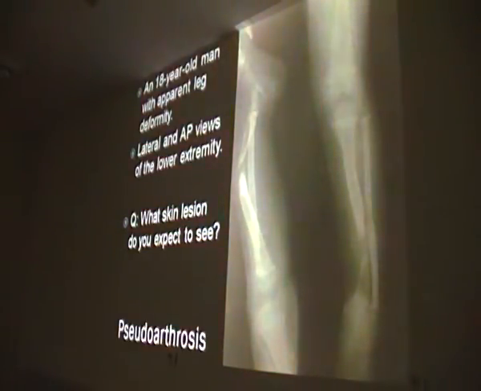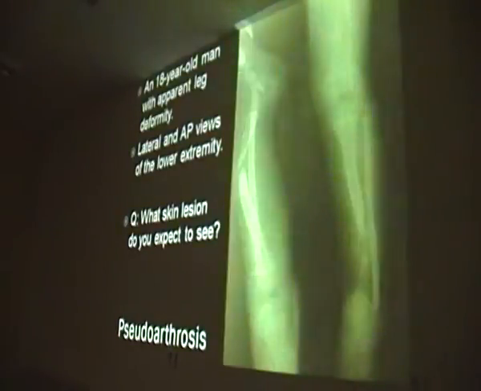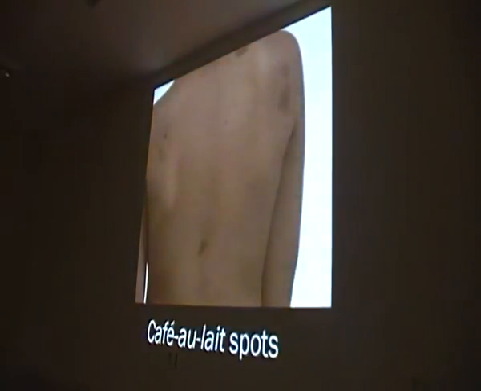So here you can see a false joint. Pseudoarthrosis means the bone breaks off but doesn't unite back, forming some fibrosis or soft tissue there. So it's like a false joint there. That's why it's called pseudoarthrosis. You look at this patient also, and this patient has neurofibromatosis. So what skin lesion do you expect to see? Oh, café au lait. Good. This is a café au lait spot. So this kind of lesion you can see in this patient also.